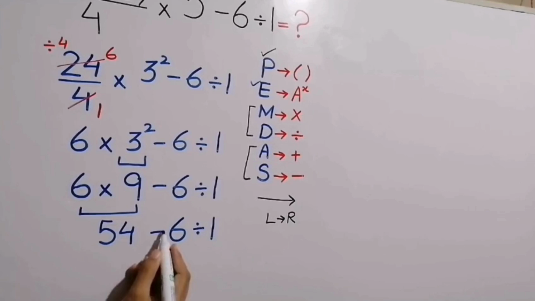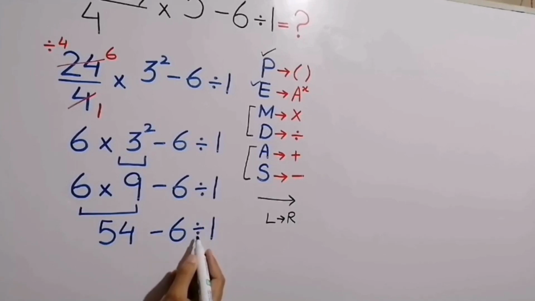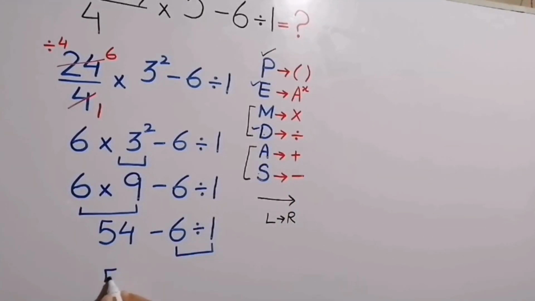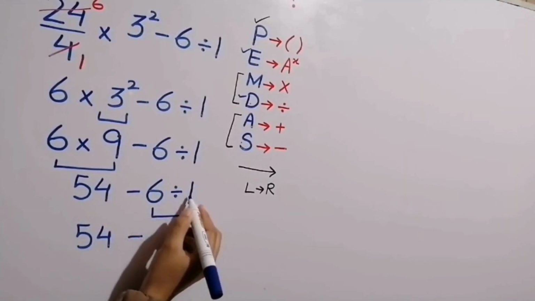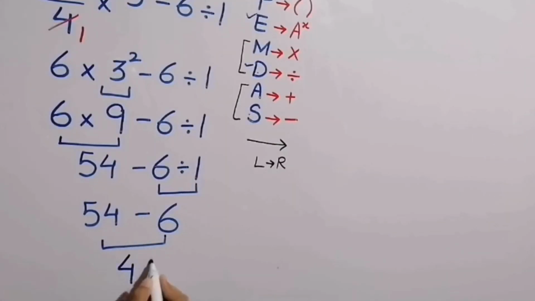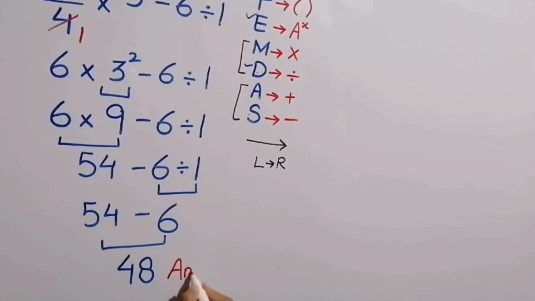Okay guys, now we have subtraction and division. First we simplify this division because division has higher priority than subtraction. Now we have 54 minus 6 divided by 1, which equals 6. Finally, 54 minus 6 equals 48, and this is the final answer to this expression.